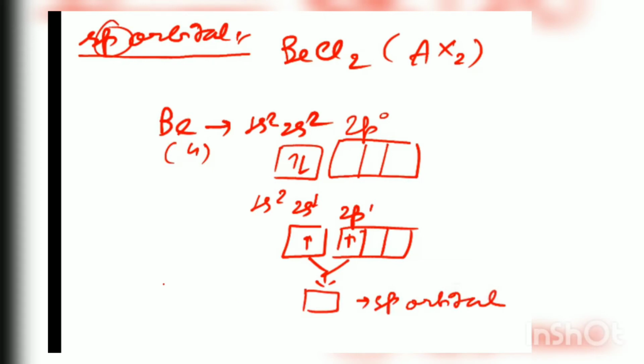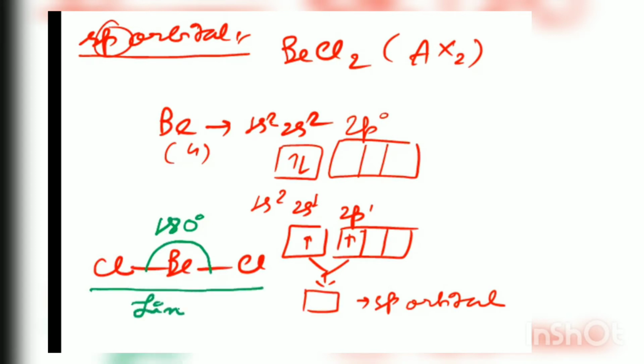Okay, so how is this molecule going to look? It will look like this. Here you can see it will have a 180-degree bond angle. And what is its shape? If you see its shape, it is a linear shape. So sp orbitals have a 180-degree bond angle. And what is its geometry? That is linear. These two are the most important points here. You have to remember.